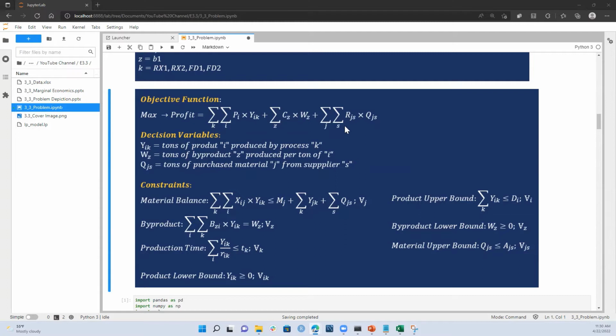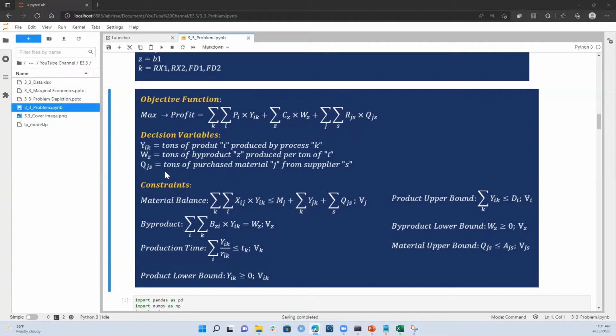And then we also now have this third term, which is also going to be a negative contribution to our profit because it represents the price of material J from supplier S, R sub JS, times the amount of material J procured or purchased from supplier S. We take R sub JS times Q sub JS, and we sum up all of the material purchased from that supplier at that rate for all suppliers in set S and all materials in set J. So these three terms are basically our profit generated from making and selling products, minus the costs of processing our byproducts and purchasing additional material from vendors.